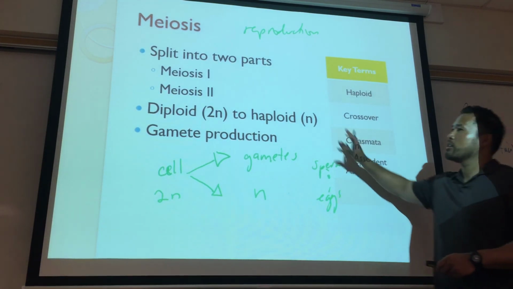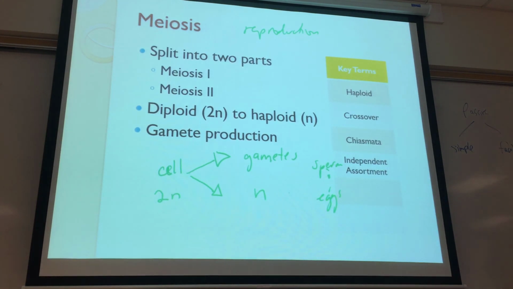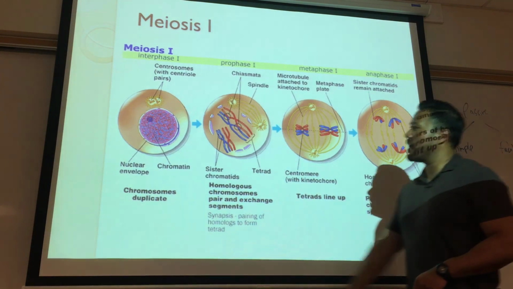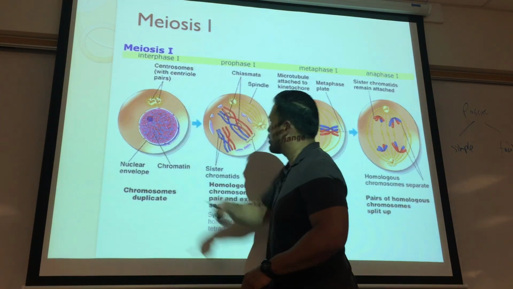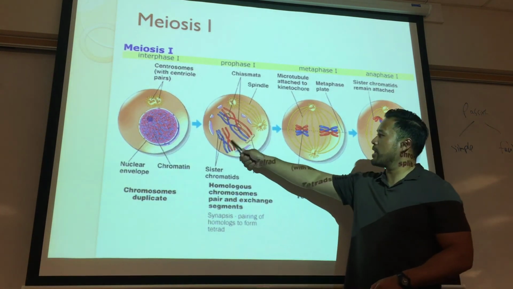So in this process, we divide twice. There are some key terms on here: haploids, crossover, chiasmata, and independent assortment. What takes place in meiosis 1, we see the DNA get jumbled up together. We have chromatin turn into chromosomes. We get chromatids that come together.